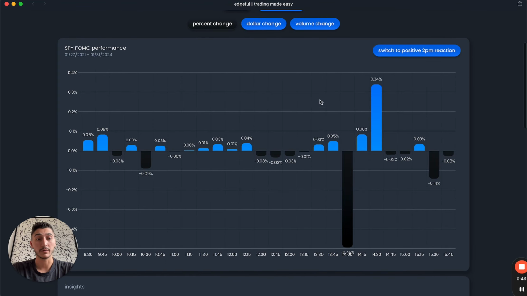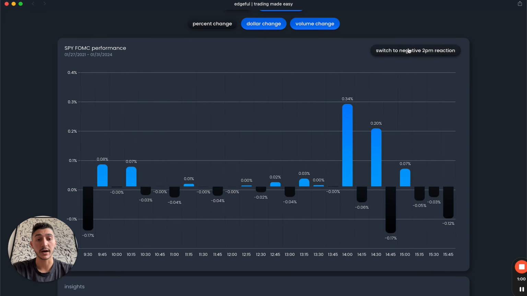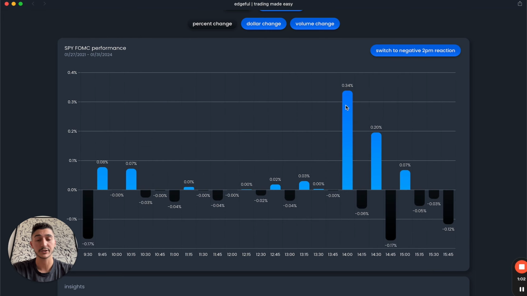Right now we're looking at the negative initial reaction, and you can see right here, the average negative initial reaction in the last 5 years is just around 0.5%. So that's that big drawdown. And if you switch here to the positive reaction, the initial positive reaction, this groups all of the days that have an initial positive reaction.